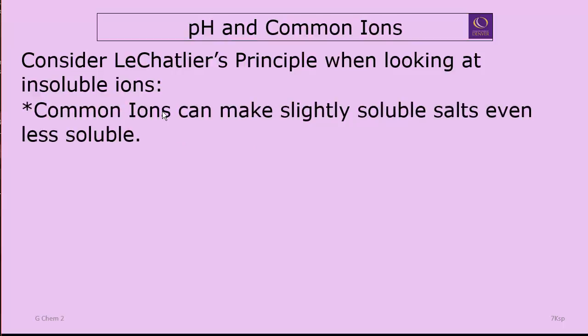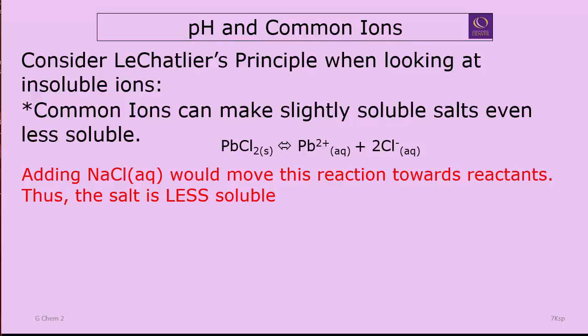Common ion effect is something that can make slightly soluble salts even less soluble. And in order to understand it, I always recommend drawing your equation and thinking about Le Chatelier's principle. So for example, if I have lead chloride dissolving into lead and chloride ions, the presence of chloride ions would push this equilibrium to the left, right? So if I added sodium chloride, it's going to move this towards reactants.